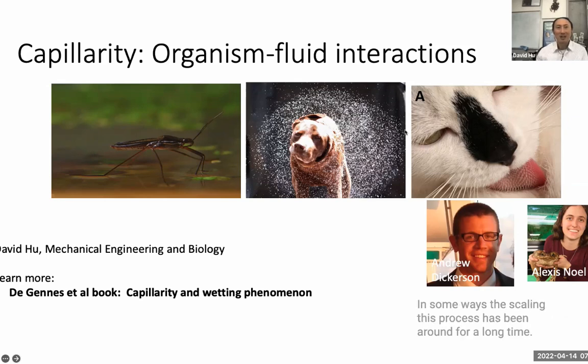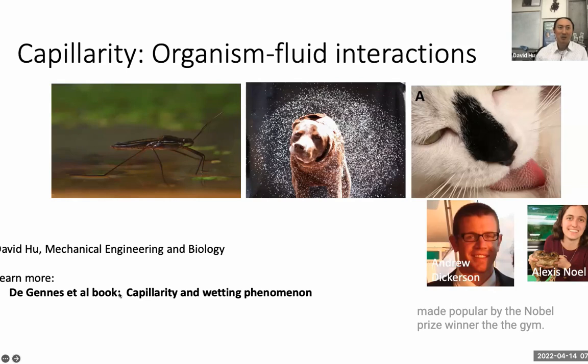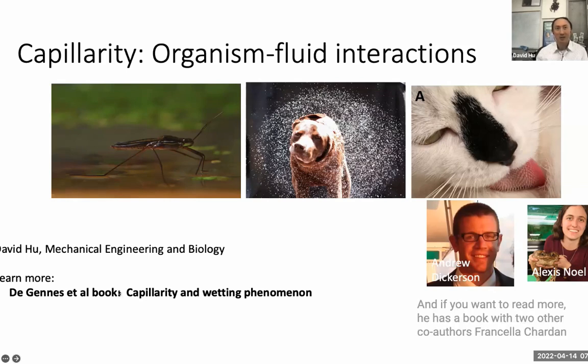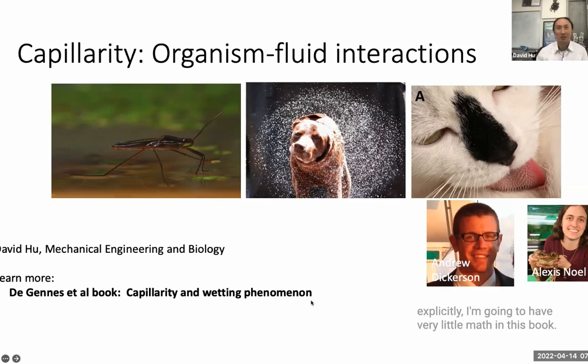In some ways, scaling, this process has been around for a long time. Capillarity, this topic of looking at fluid surfaces and interaction with solids, was made popular by the Nobel Prize winner, de Gennes. And if you want to read more, he has a book with two other co-authors, Francois Bouchard and David Craig, called Capillary and Wetting Phenomena. And he says explicitly, I'm going to have very little math in this book. So if you want to learn about the big picture of capillarity, you can check that book out.